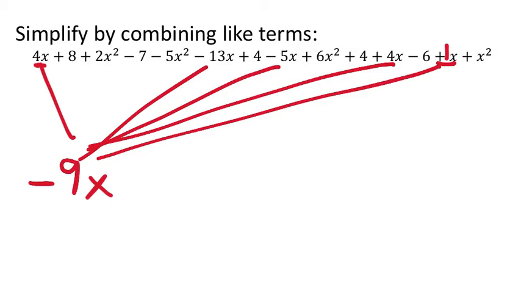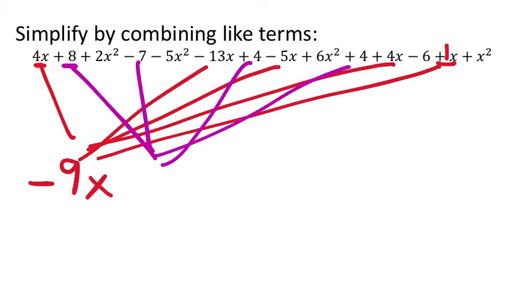Now the next term I see is this constant term, just a regular number. So I'm going to start combining these. That'd be 8, negative 7, positive 4, and negative 6. So let's combine those. 8 plus 7, minus 7. There we go. Plus 4 minus 6. Enter. And I end up with 3, which is positive, so I put this down as plus right there.